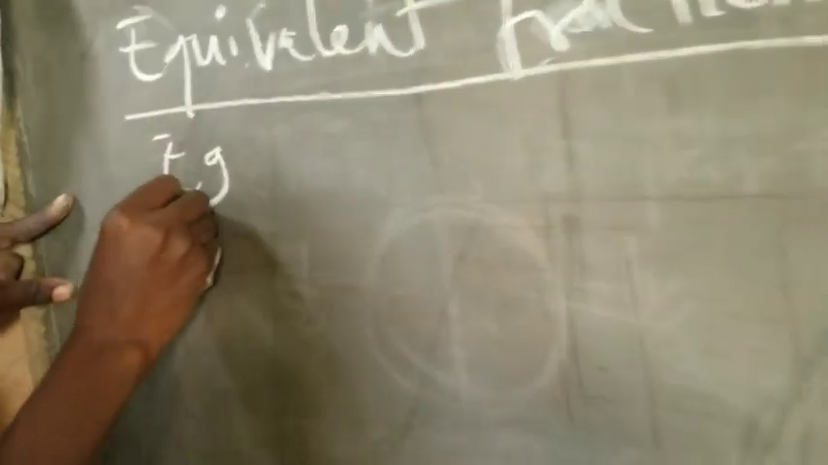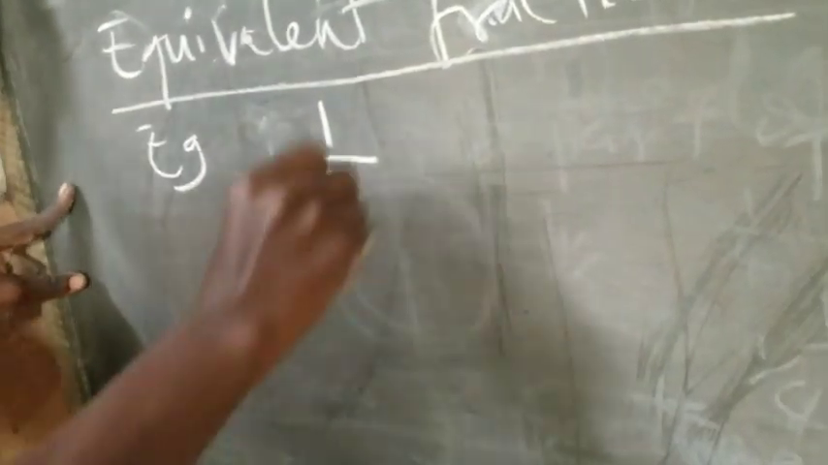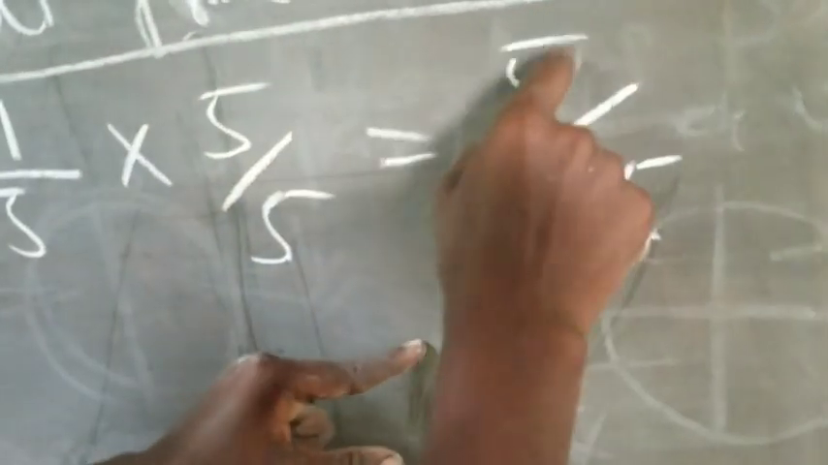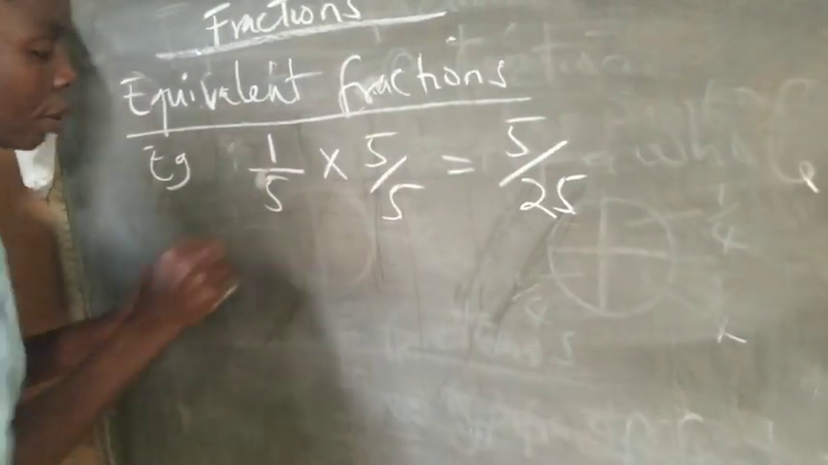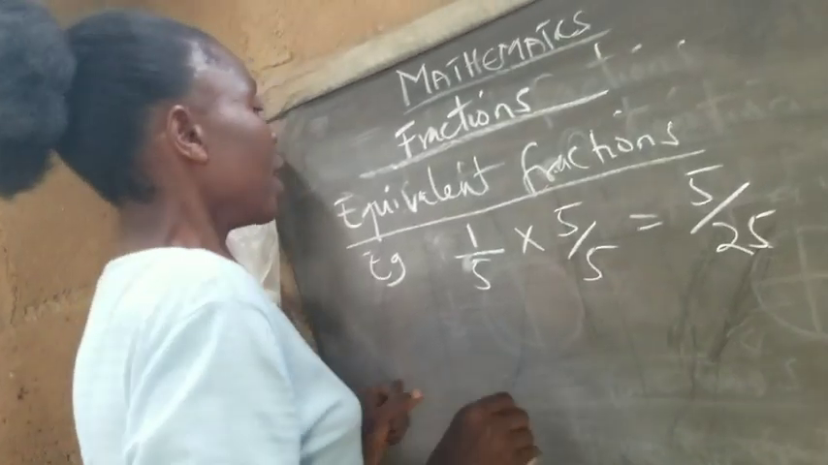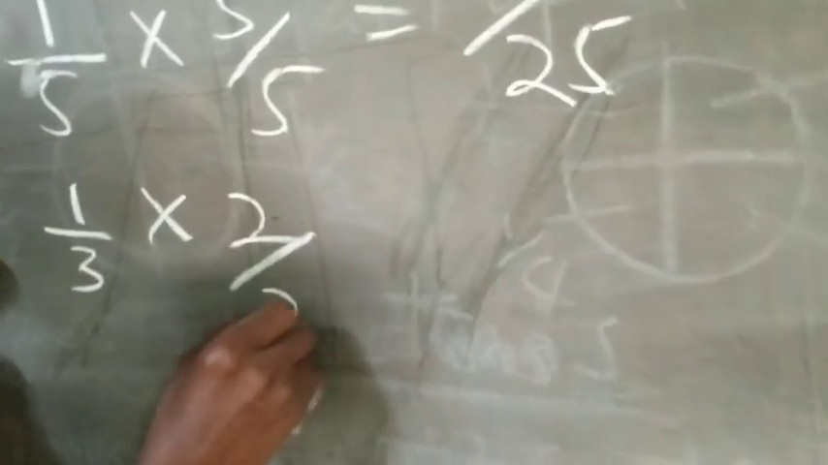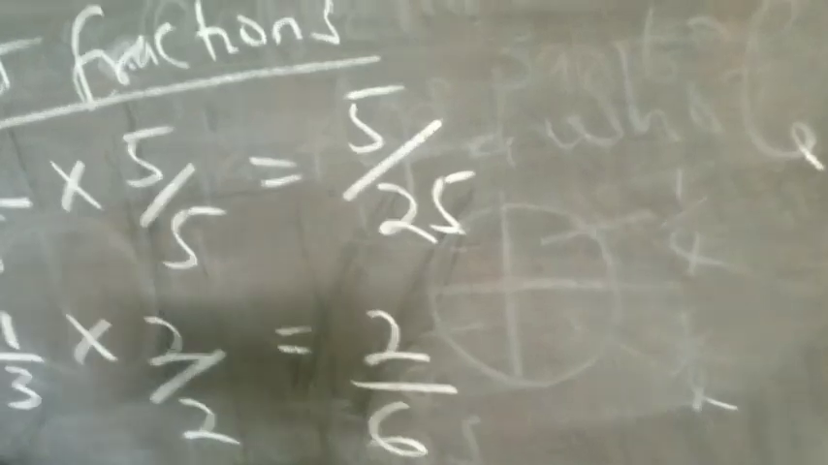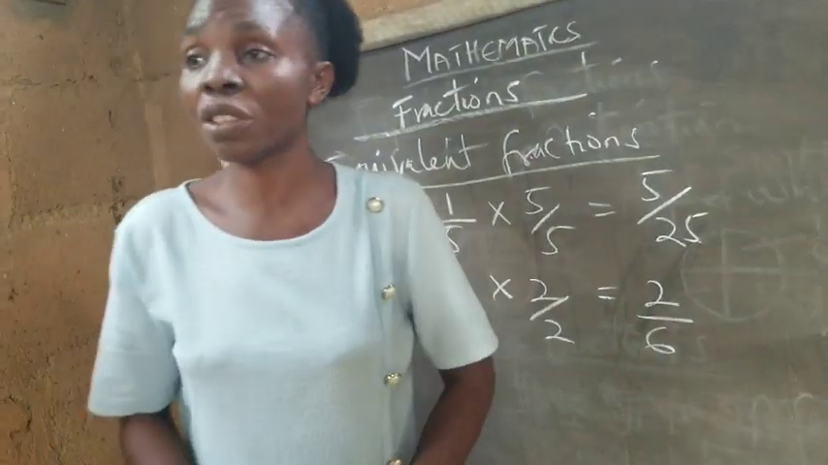Example: if I have 1 over 5 as a fraction and I multiply it by 5 over 5, it will give me 5 over 25. This means that 5 over 25 is an equivalent fraction to 1 over 5. I hope you've gotten that. Now, if I have 1 over 3 as a fraction and I multiply it by 2 over 2, the same number, you'll see it will give me 2 over 6. 2 over 6 is an equivalent fraction to 1 over 3. That's what equivalent fraction is all about.